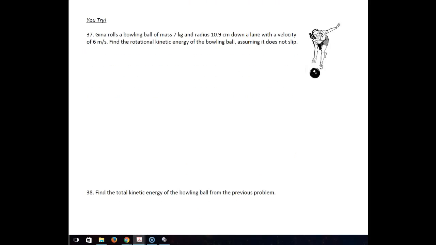The first one says Gina rolls a bowling ball, mass 7 kilograms, and a radius of 10.9 centimeters down a lane with a velocity of 6 meters per second. So that's linear velocity. They want us to find the rotational kinetic energy of the ball, assuming that it doesn't slip. So we know there's got to be some friction so it doesn't slide down the lane. The moment of inertia for a bowling ball is that of a solid sphere, so that's 2/5 mr squared. So we're going to do 2 over 5 times the mass, which is 7, times the radius. We've got to be careful, this is in centimeters. We're going to put it in meters, 0.109 meters, and square it.